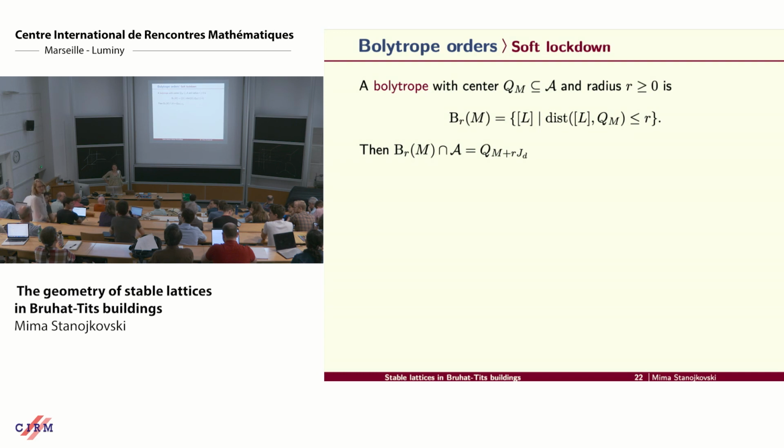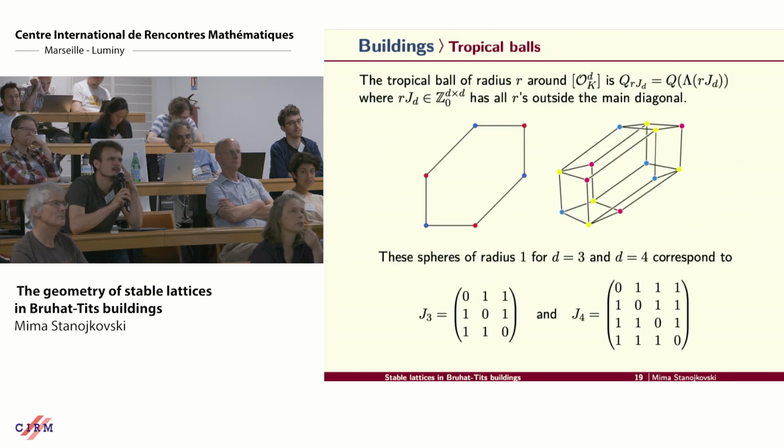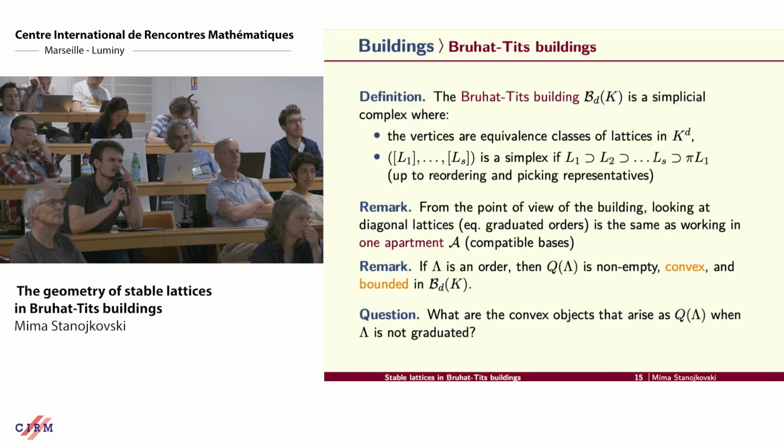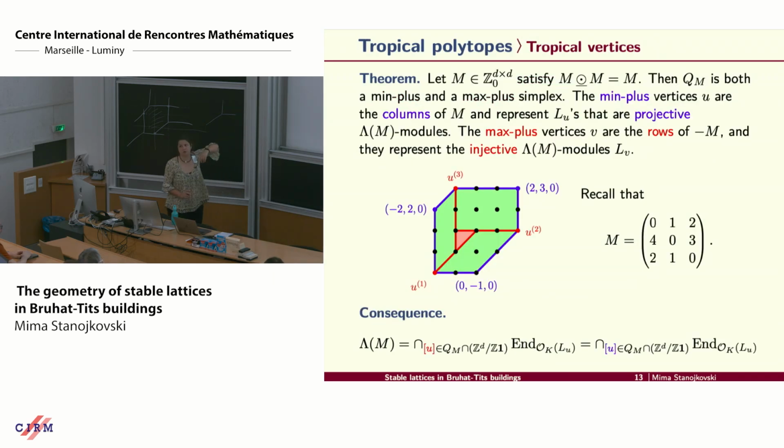In one of your theorems, you were characterizing projective modules. Yeah, this is actually a theorem of Pleskin and Zassenhaus. This is just rewritten in terms of tropical geometry.